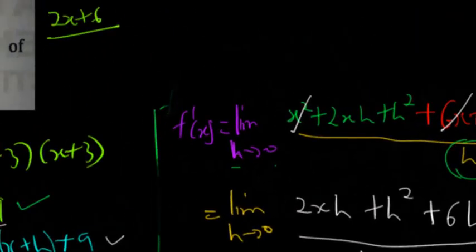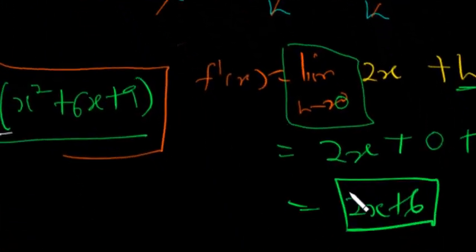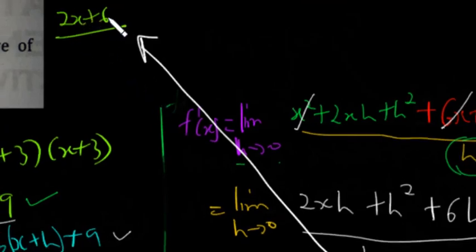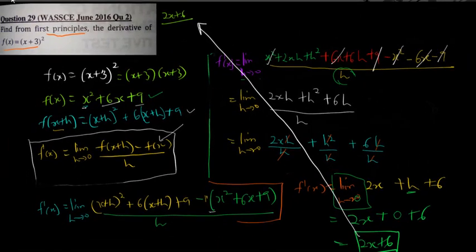So we have been able to prove what initially we differentiated normally. Initially we said the final answer has to be 2x + 6, and of course the final answer we had is 2x + 6. So that is how to differentiate using first principles.